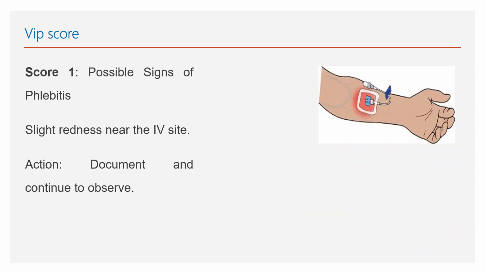If any one of the symptoms like pain or redness near the IV site is present, we can score 1. If there is a possible sign of phlebitis, then you need to monitor the cannula site frequently, at least every 4 hours, and we should document. Slight redness near the IV site: the action is to document and continue the observation every 4 hours. Score 1.